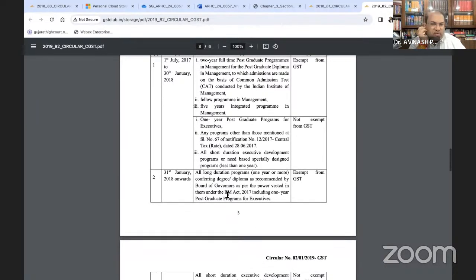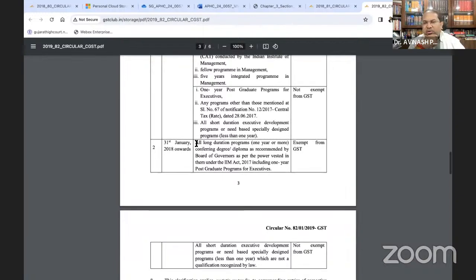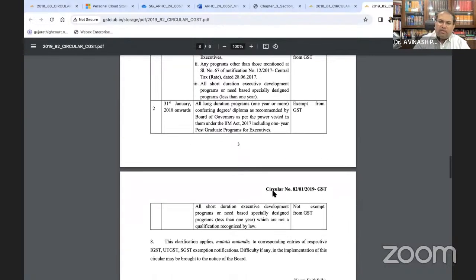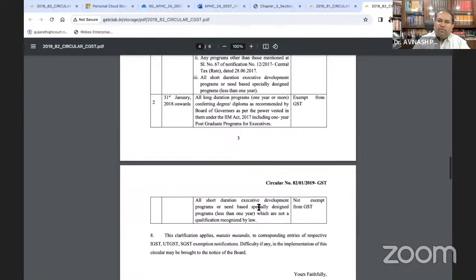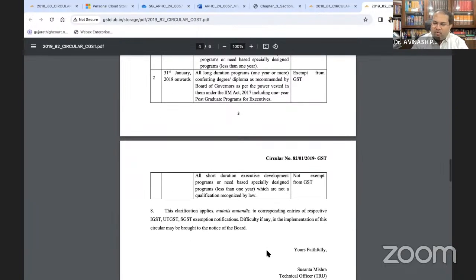Then 31st January 2018 onwards, all long-term duration programs, 1 year or more, conferring degree or diploma as recommended by the Board of Governors as per the power vested in them under the IIM Act, including 1 year postgraduate programs for executives, were exempt from GST. And all short-term or short duration executive development programs or need-based specifically designed programs less than 1 year, which are not a qualification recognized by law, are not exempt.